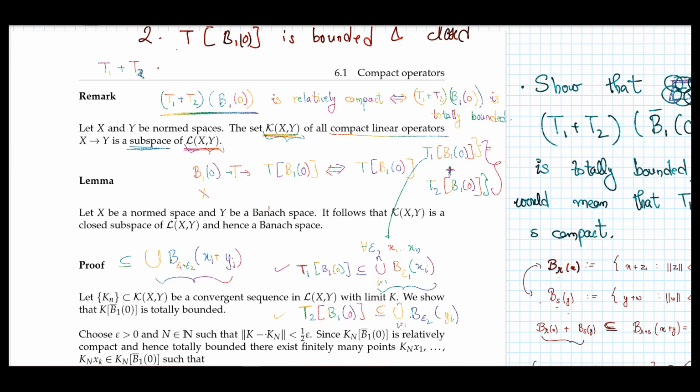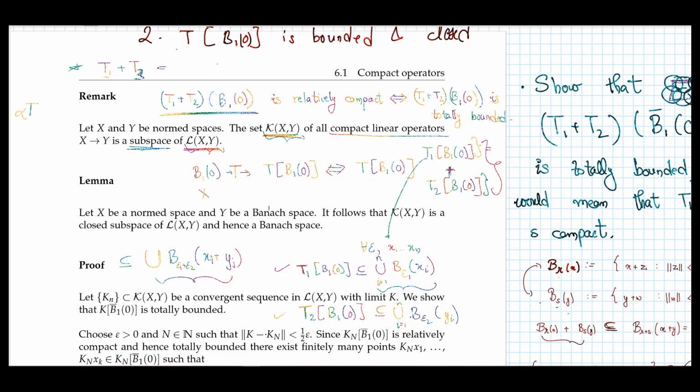Well, the way we prove it is that in order to prove that K(X,Y) is a subspace, I just need to show that the laws of vector addition and scalar multiplication hold true. So what I mean by that is, if I take a compact operator T1 and I take a compact operator T2, then T1 plus T2 should also give me a compact operator. Similarly, if I have a compact operator T, then alpha times T should also be a compact operator. So let's start with this.